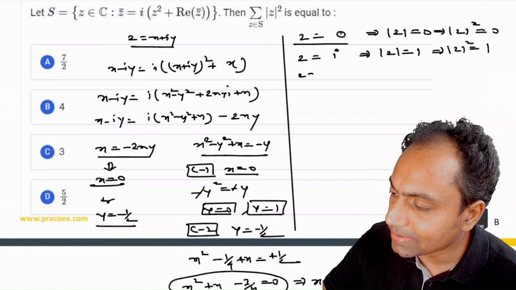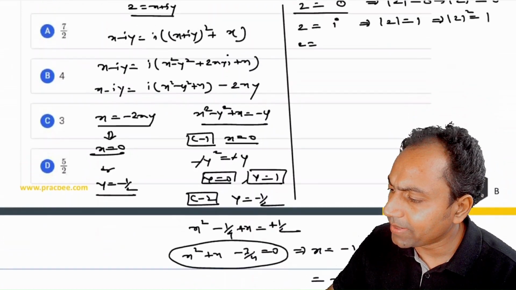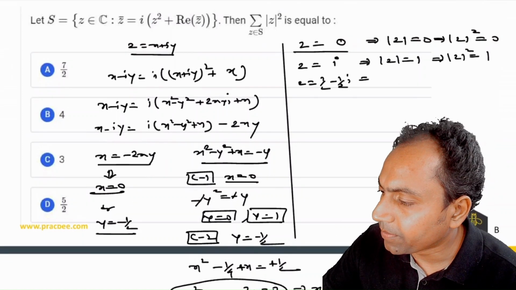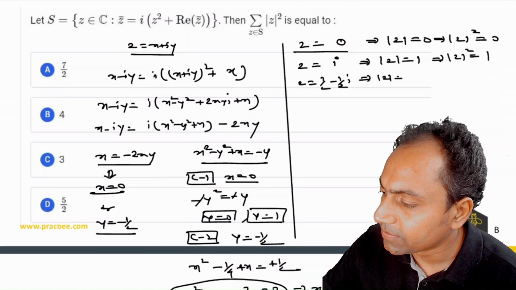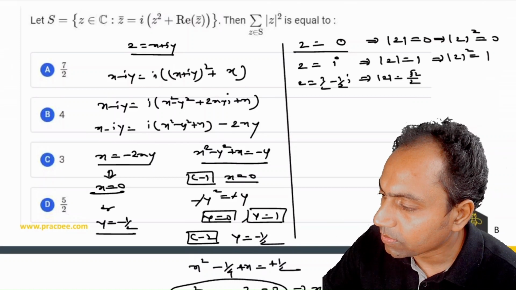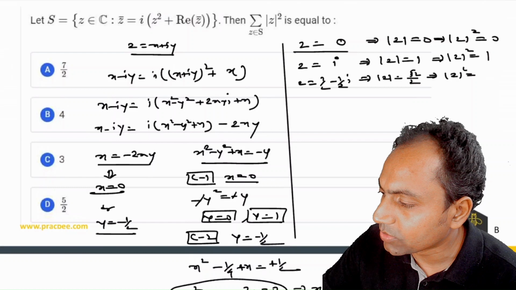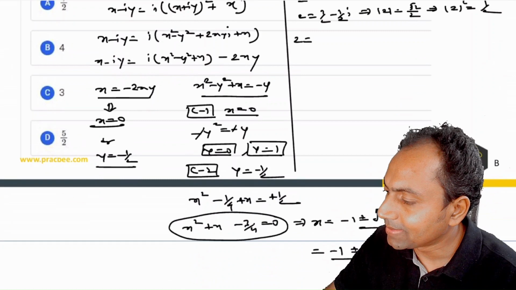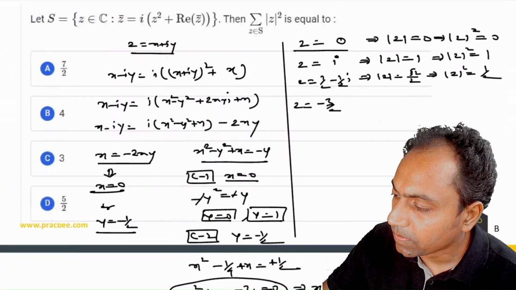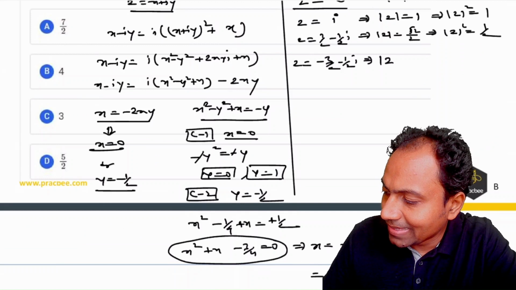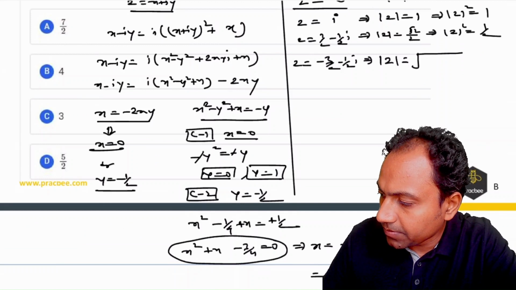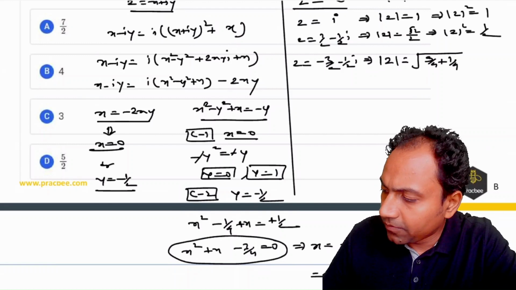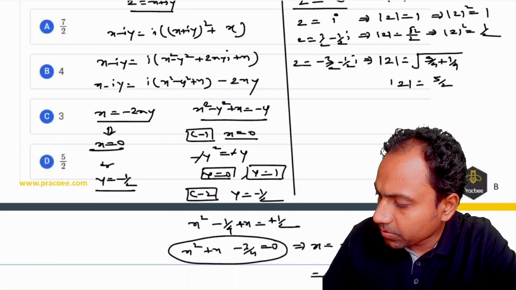In the next case, z was nothing but 1/2 minus 1/2i. If I correspondingly calculate mod of z, it is nothing but √2/2. So mod of z whole square becomes nothing but 1/2. And the last value that we got for z was nothing but -3/2 minus 1/2i. Mod of z in this case comes out to be root of 9/4 plus 1/4, which will translate into mod of z is equal to 5/2.